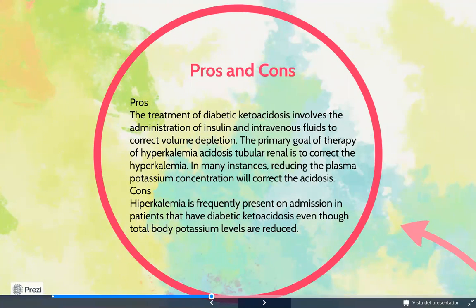Pros and cons. Pros. The treatment of diabetic ketoacidosis involves the administration of insulin and intravenous fluids to correct volume depletion. The primary goal of therapy of hyperkalemic acidosis is to correct the hyperkalemia. In many instances, reducing the plasma potassium concentration will correct the acidosis.